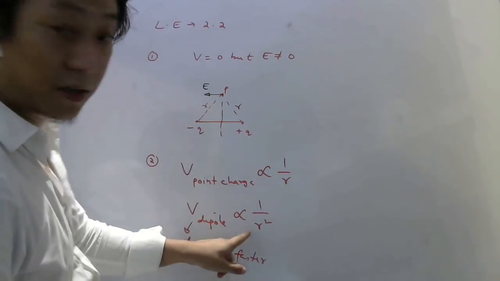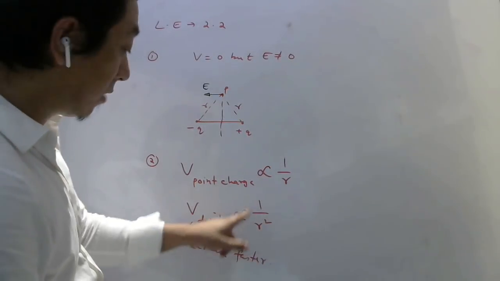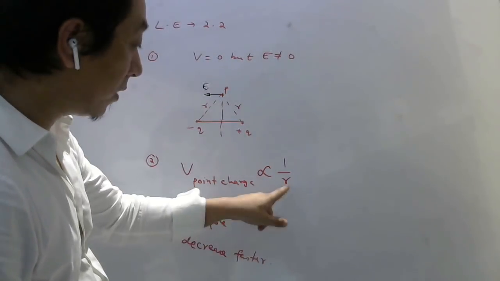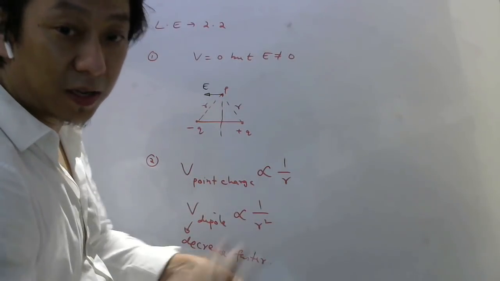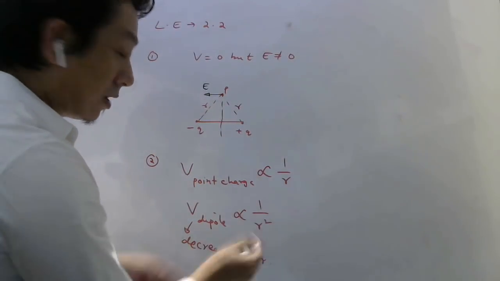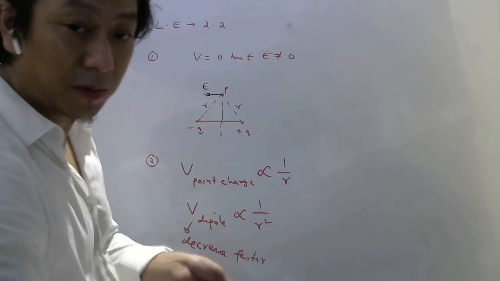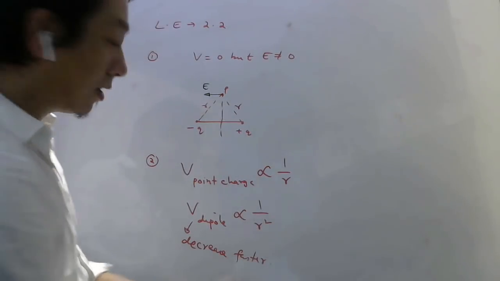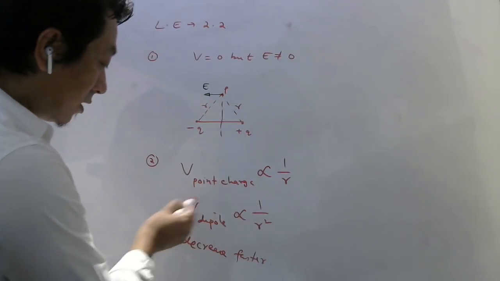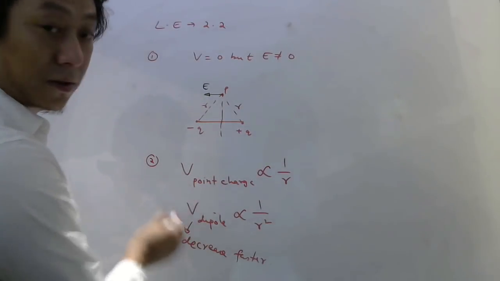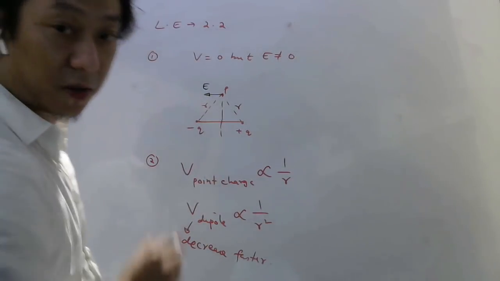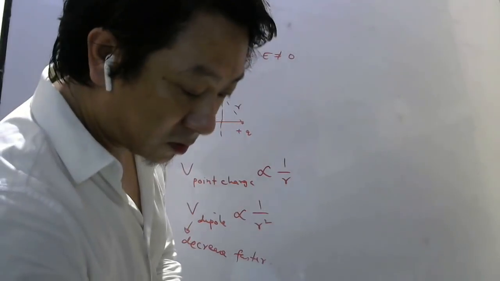Why? Because r square increases faster, and r square is in the denominator. So 1 by r square will decrease faster. It is inverse, so if this increases faster, this will decrease faster compared to that. Okay, fine. So this is completed.